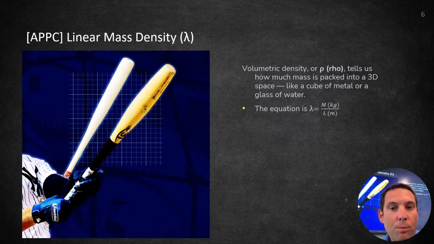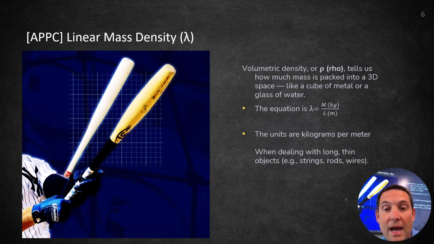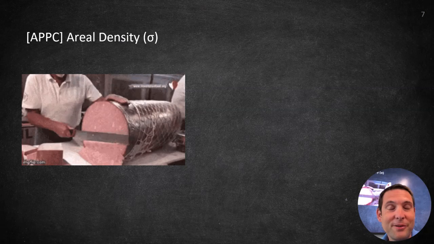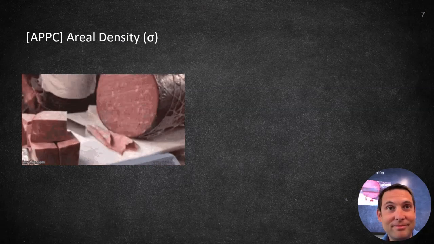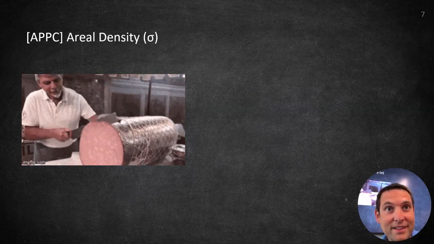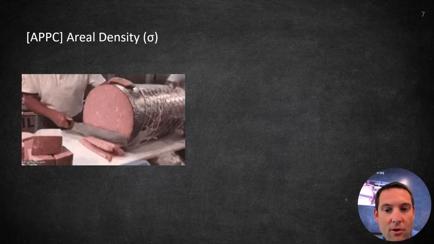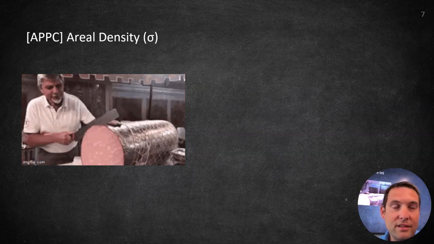Think of wrapping a rope around a spool or yarn around a spool. The linear density tells us how heavy the rope is per unit length. We use this when the object's thickness doesn't matter much. I can't move my picture, sorry. Physics fact to memorize for linear mass density is that linear mass density is mass per unit length, and we use it dealing with long objects like the bats in the pictures.